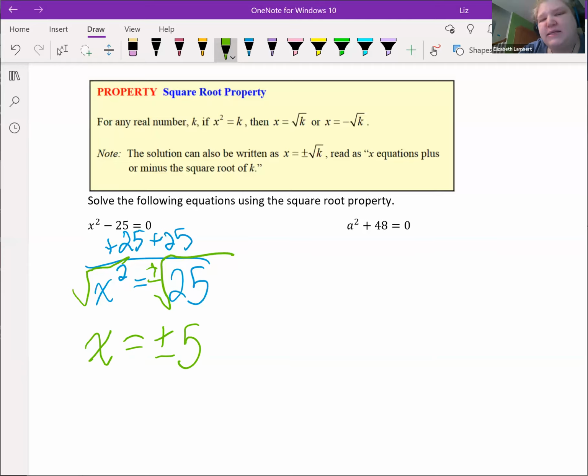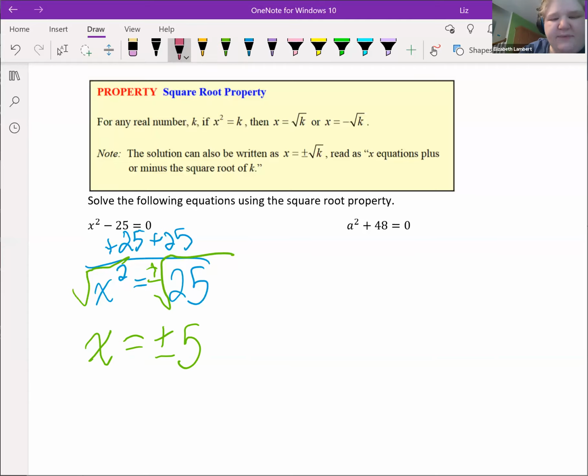Now on ALEKS, unless there is a plus or minus button, you're probably going to have to do a list. So 5 comma negative 5 or negative 5 comma 5. Just remember no parentheses around it. But for doing handwritten work, this is often what people accept.